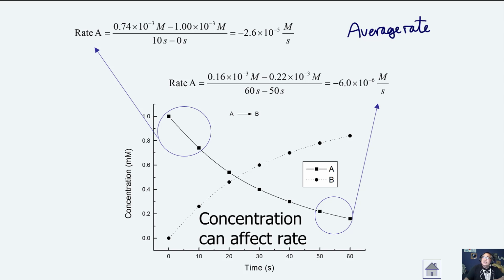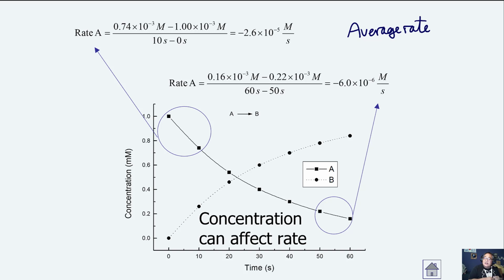Anyways, what you're going to do then is calculate. You'll get negative 2.6 times 10 to the minus fifth, right? And then if you go down here and you recalculate the rate, this is after 60 seconds, somewhere between 50 and 60 seconds. It's negative 6 times 10 to the minus 6. So it's actually a smaller number. And in a sense, you can just see it here. The slope is steeper here than it is here. And that's a result of the rate of the reaction going down as the concentration goes down.